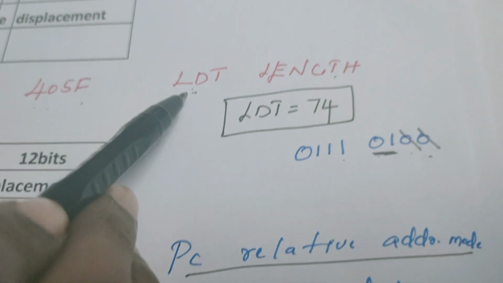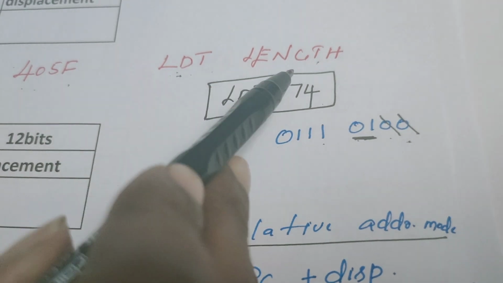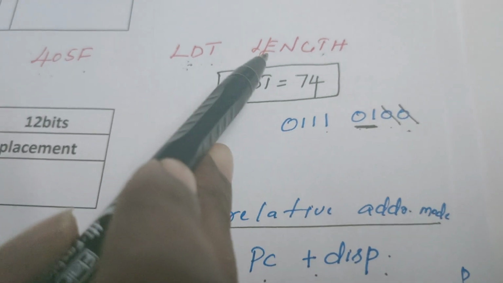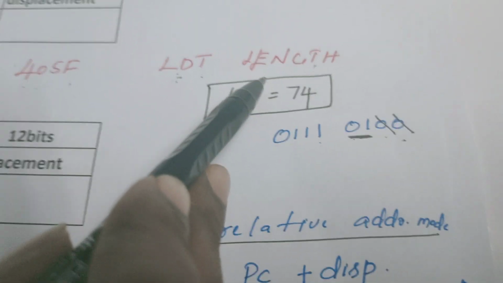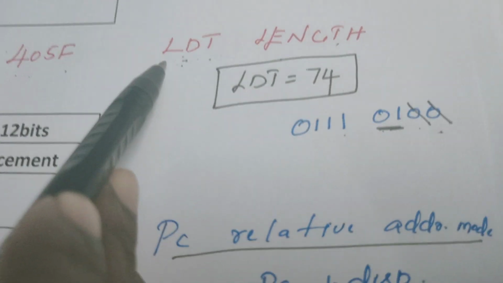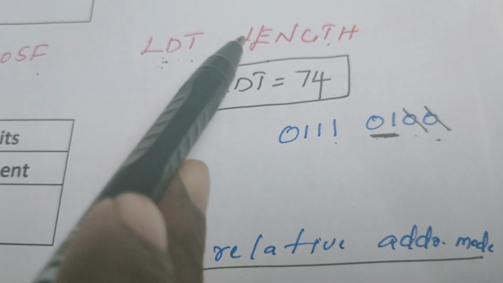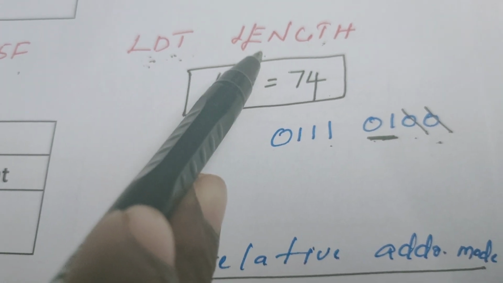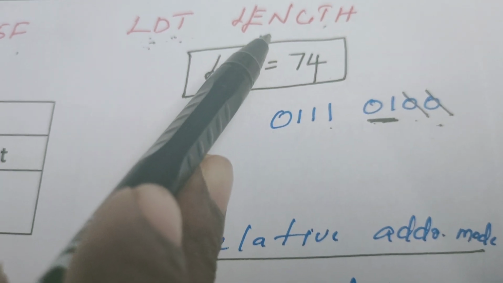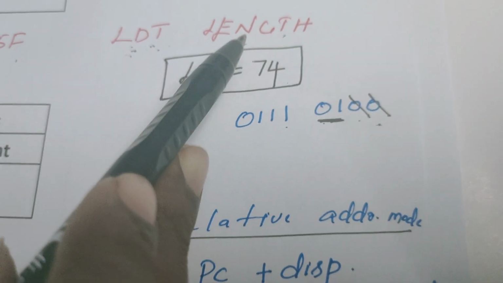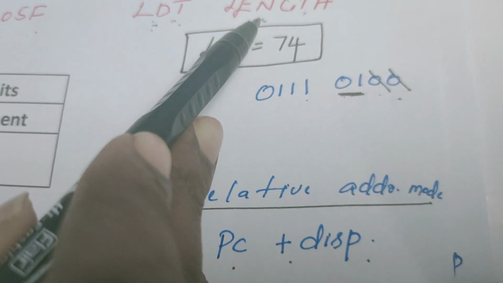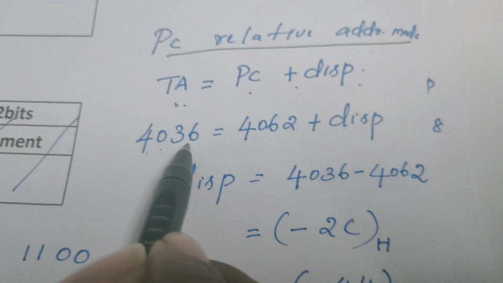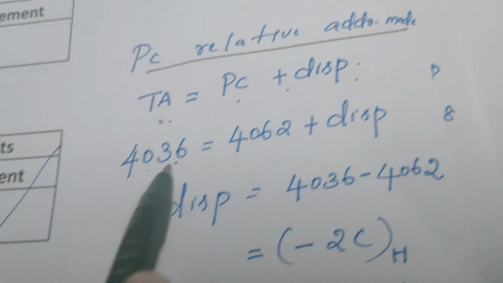So read the instruction here. The instruction given is LDT LENGTH. What is the meaning of this instruction? Load the register T with the content of LENGTH. What is LENGTH? LENGTH is a memory location. So when the assembler is executing this instruction, to load the value of LENGTH into T, it should go to wherever LENGTH is available. So this is the target address. Already in the question itself, the value of LENGTH is given as 4036. So LENGTH is the target address, and I have written here 4036.